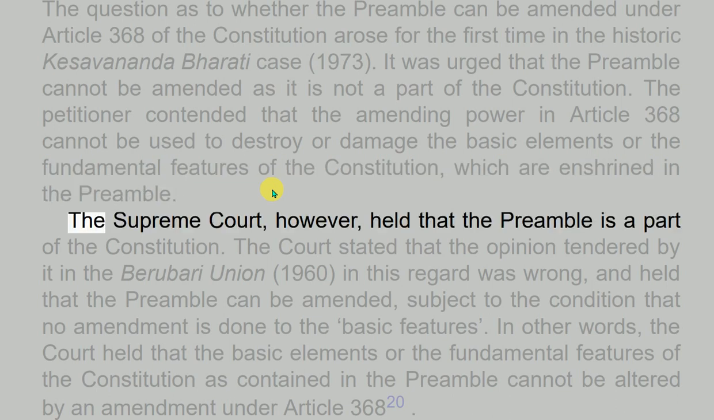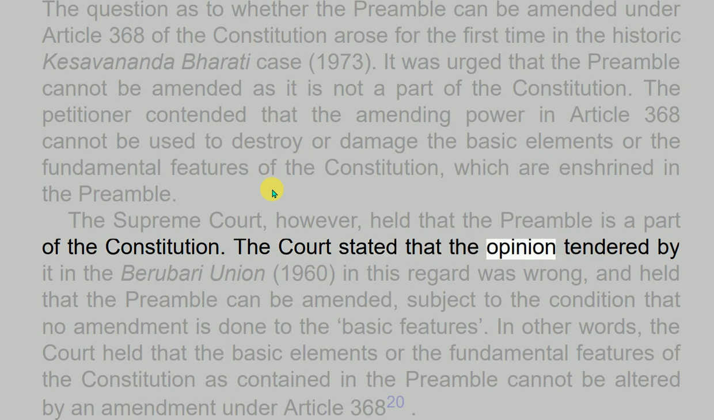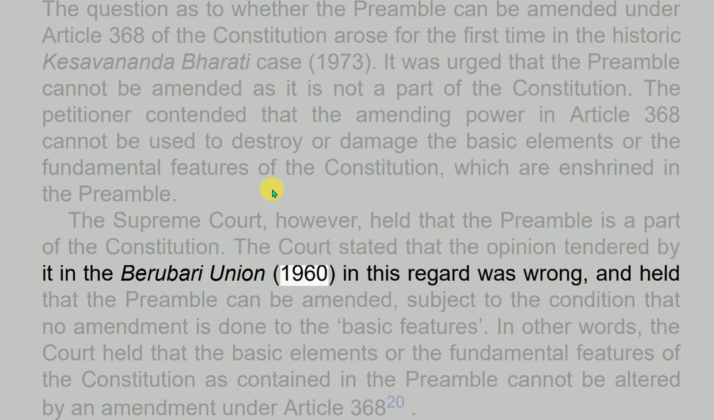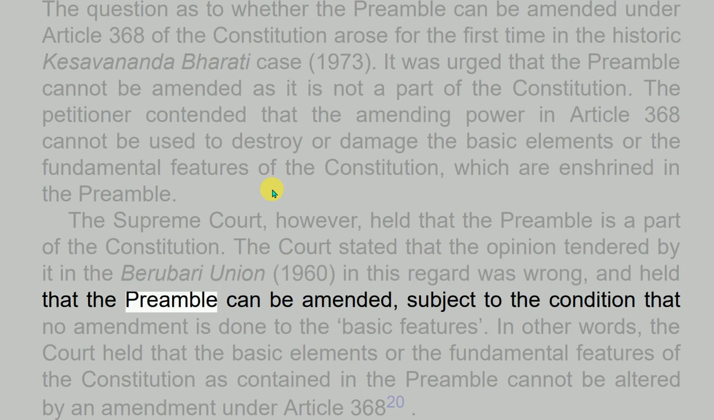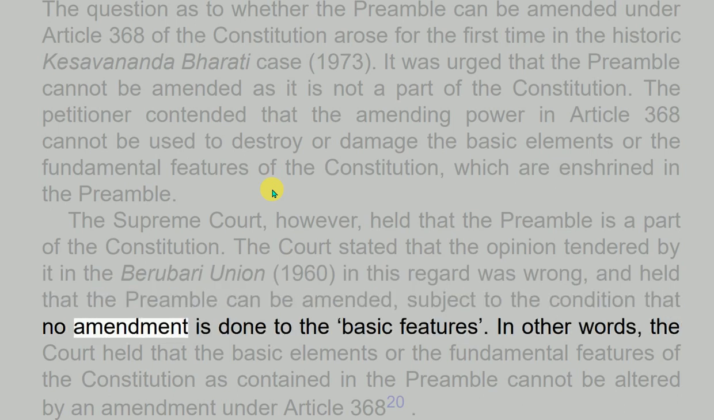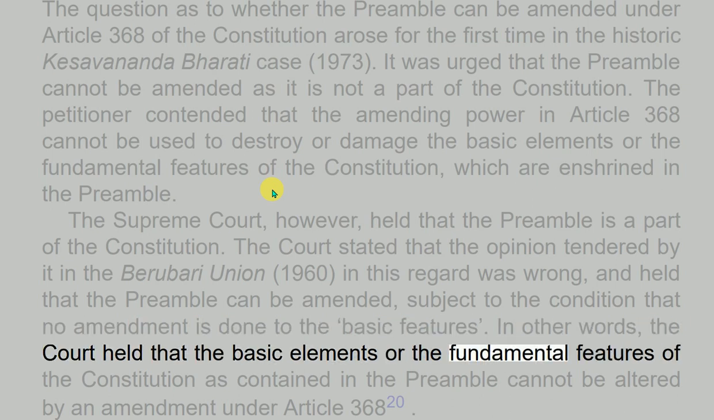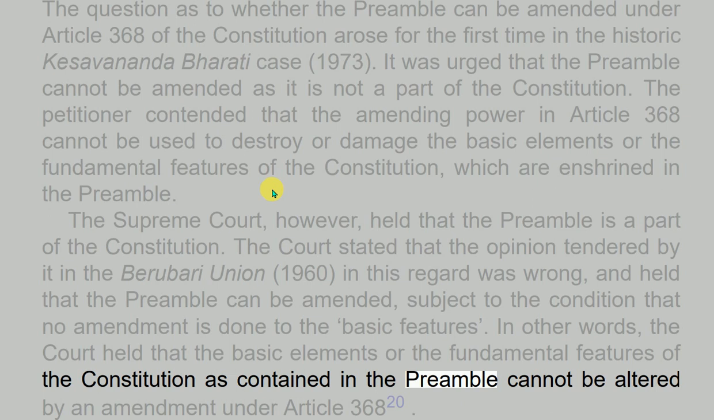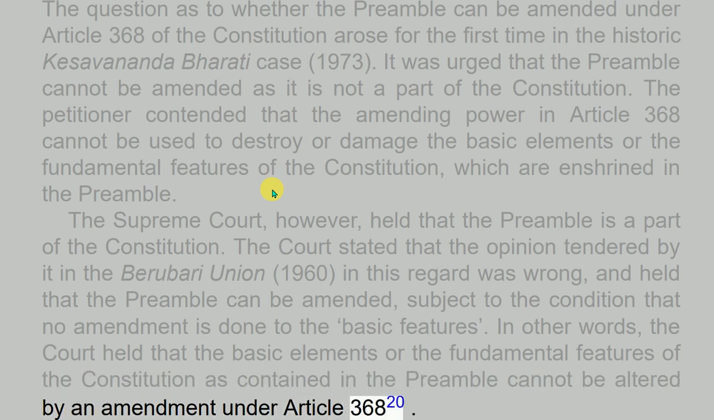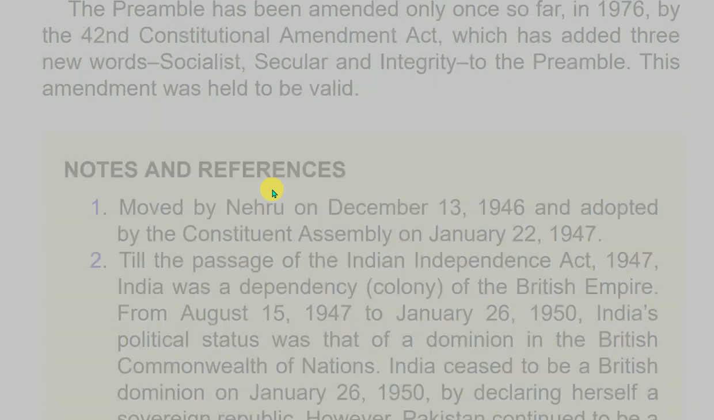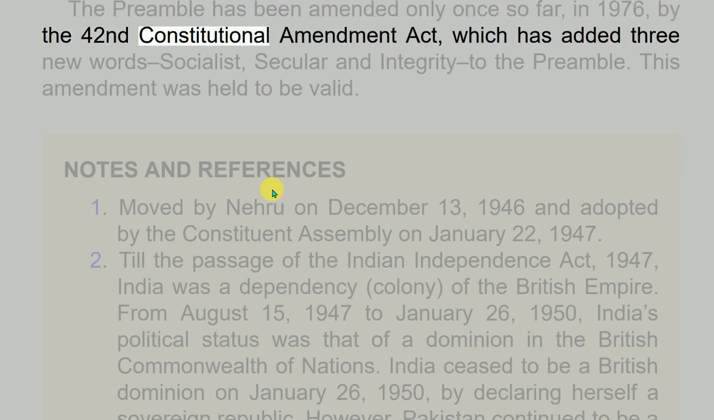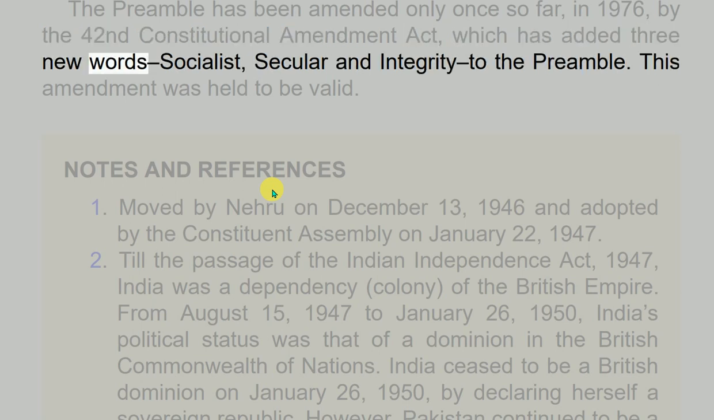The Supreme Court, however, held that the preamble is a part of the Constitution. The court stated that the opinion tendered by it in the Berubari Union case, 1960, in this regard was wrong, and held that the preamble can be amended, subject to the condition that no amendment is done to the basic features. In other words, the court held that the basic elements or the fundamental features of the Constitution as contained in the preamble cannot be altered by an amendment under Article 368. The preamble has been amended only once so far, in 1976, by the 42nd Constitutional Amendment Act, which has added 3 new words: socialist, secular, and integrity to the preamble. This amendment was held to be valid.